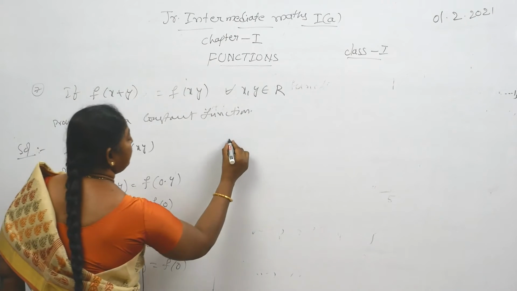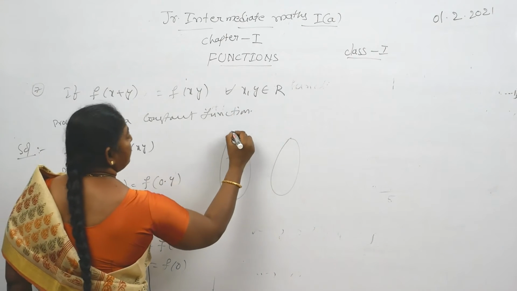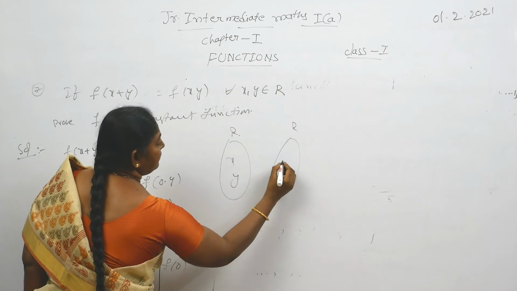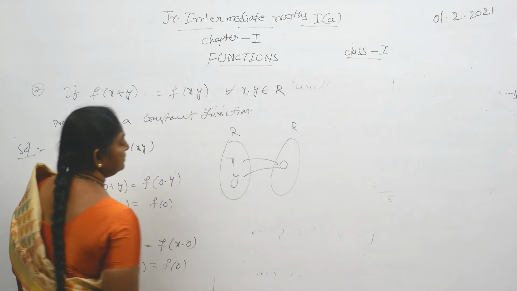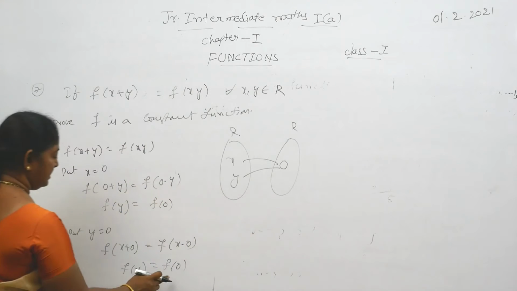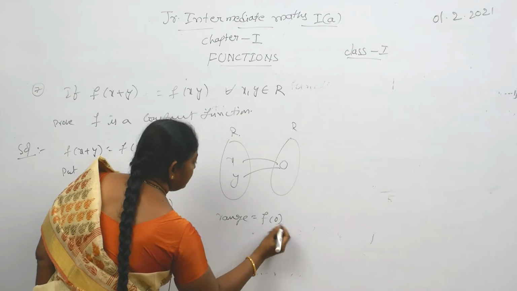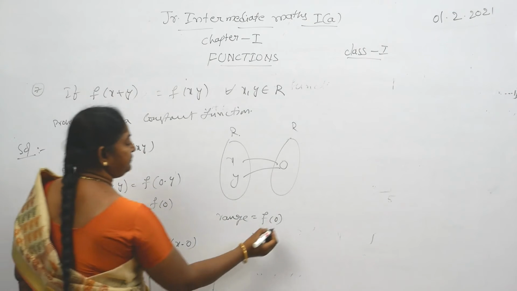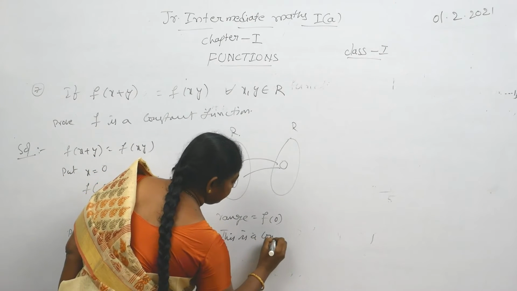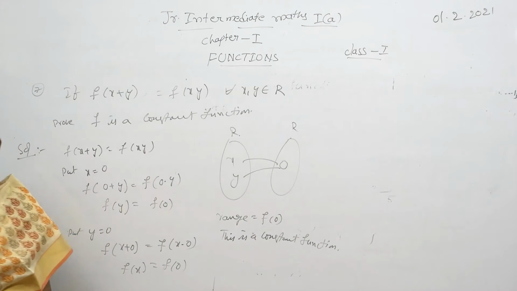So suppose x and y are two elements belonging to R. Here we get f of 0 for both. So this is a constant function. The range is the same, f of 0, so the range is the same. Therefore, this is a constant function.